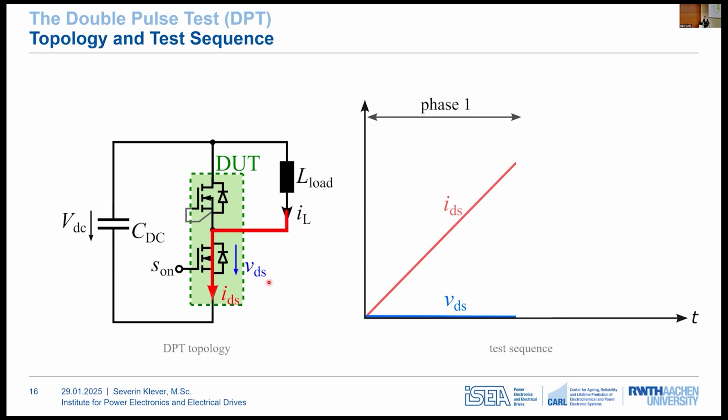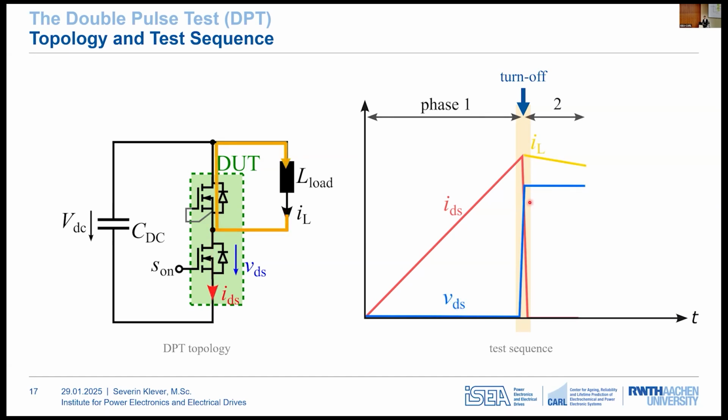The first phase is a current ramp-up phase, and in this phase, the low side switch is turned on, which causes the current IDS to increase via the load inductor. And once the desired switching current is reached, the switch is turned off, allowing us to calculate the hard switch turn-off event. And this includes measuring the switching transients that I have introduced before.